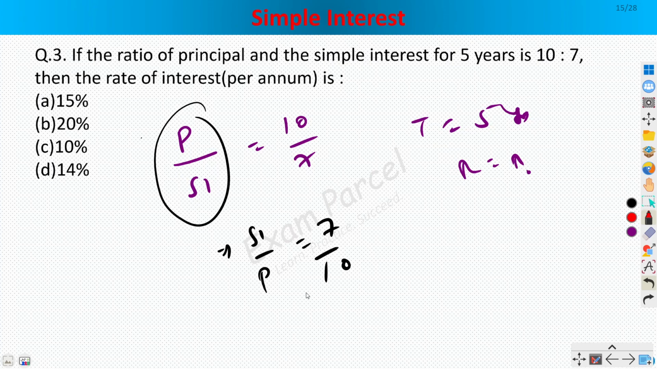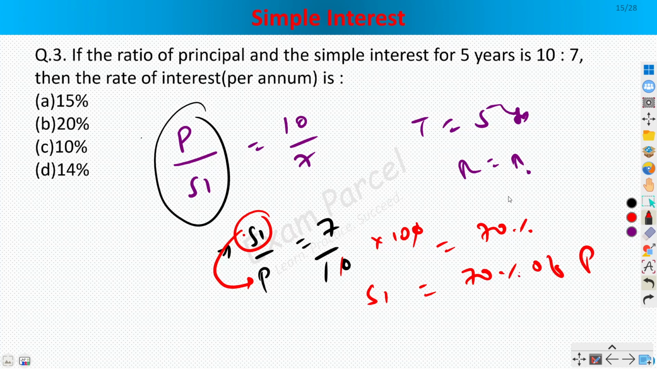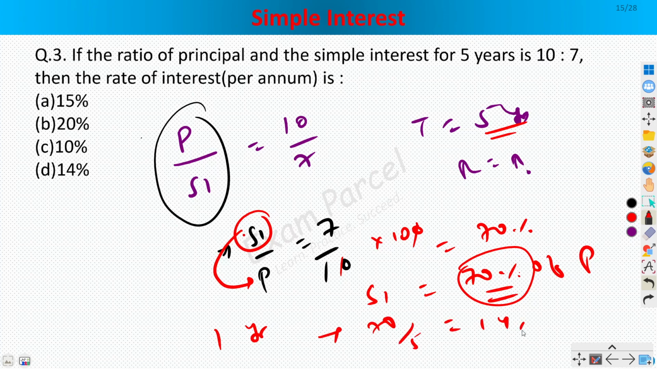Now as I've told you, always find SI is what percentage of P. So if I multiply this by 100, then I will get the percentage, right? So 70%. So SI is 70% of principal in 5 years. So if in 5 years I get 70%, in 1 year would be 70 by 5, 14%. And as we have discussed, whatever the percentage of interest in 1 year, that is the rate percentage, right? So 14%. So this was also a very easy question. D.